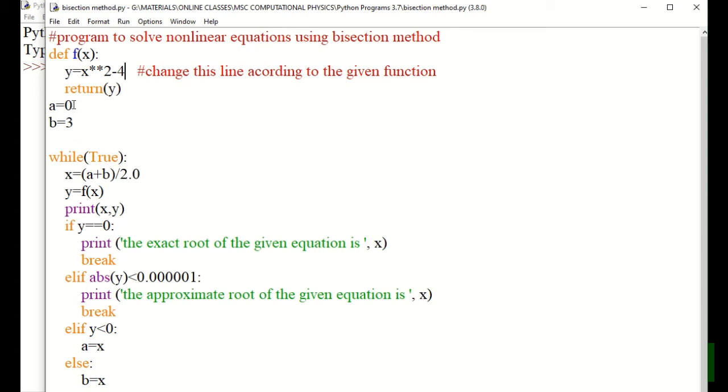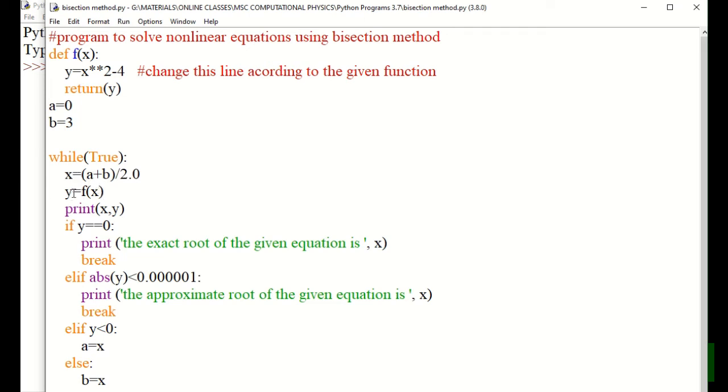Now we do the same step: a is equal to 0 and b is equal to 3. We have already explained that at a equal to 0 the function is negative, and at x equal to 3 the function is positive. Now the algorithm is like this. The first step of the algorithm is to evaluate the midpoint. Then you evaluate the function at the midpoint. So that is the first step.